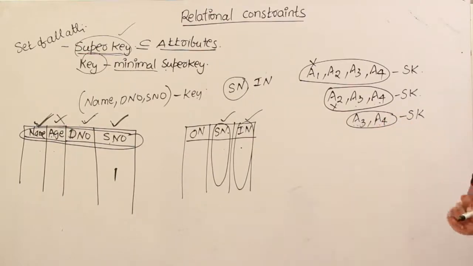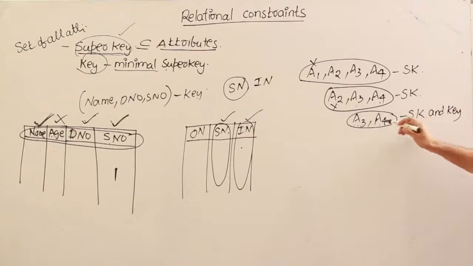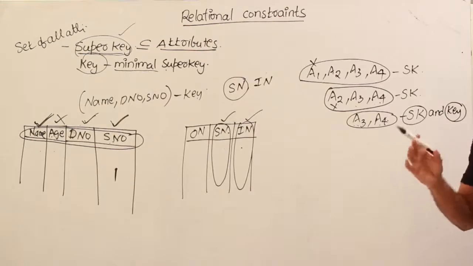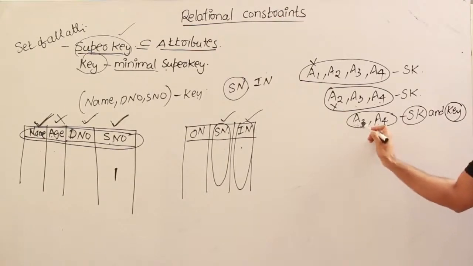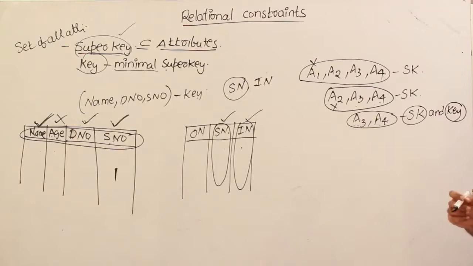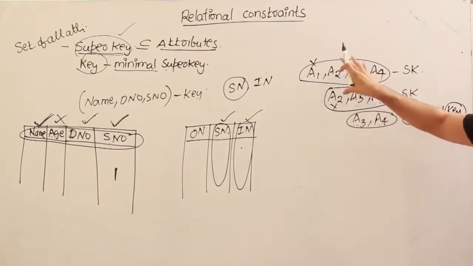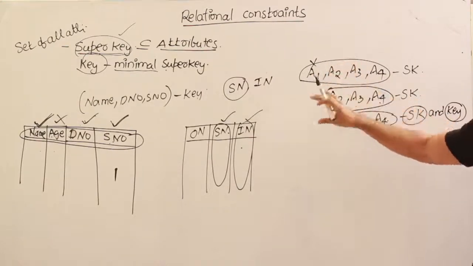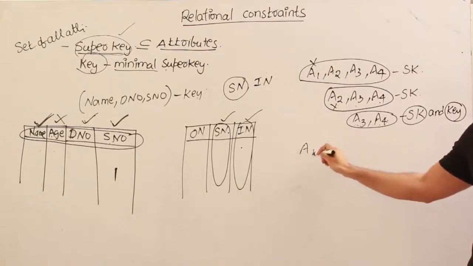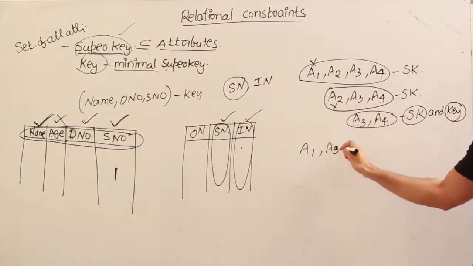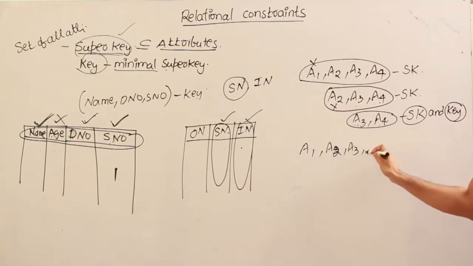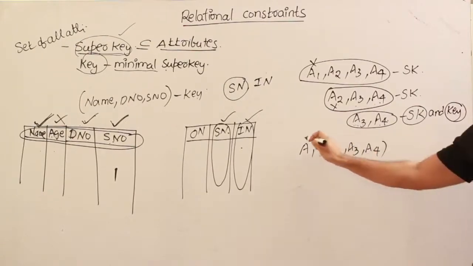Then, and only then, should you call it a key. Since it is a super key which is minimal, it is called a key. Got it? It need not necessarily have the least number of attributes possible. Now let's take the same table, with the same attributes A1, A2, A3, A4.